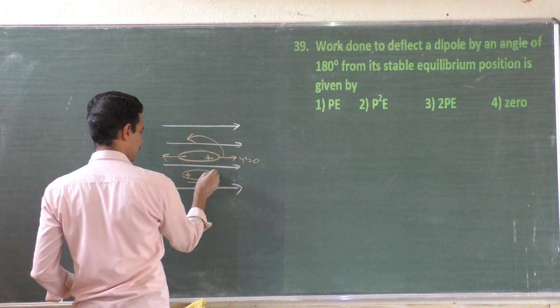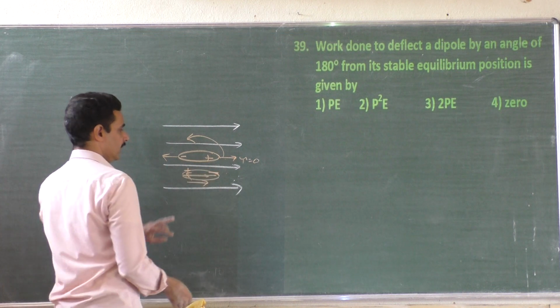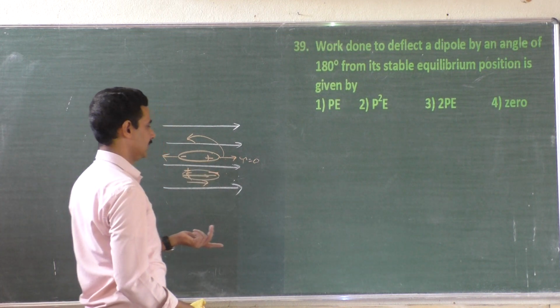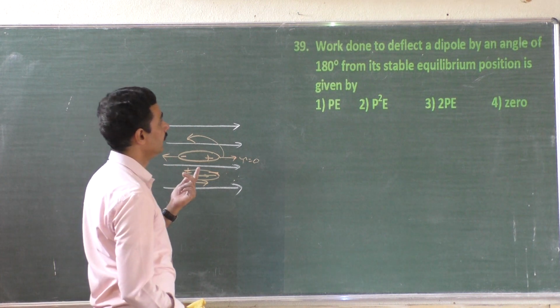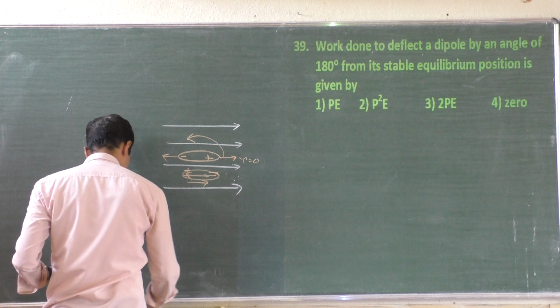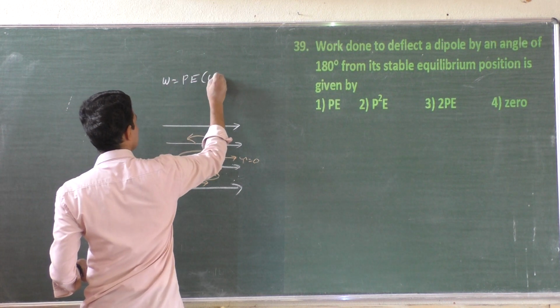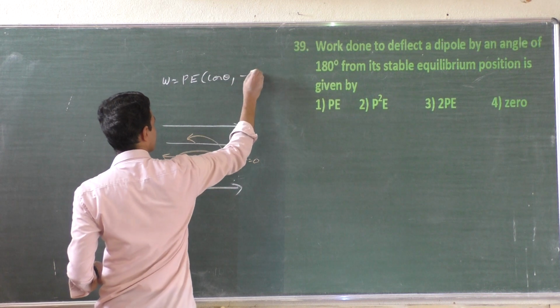Now plus will be repelled like this and minus like this. So here is plus, here is minus. If you want to turn it by 180 degrees, what is the work done? Work done to deflect a dipole by an angle of 180 degrees is given by W equals pE (cos theta 1, the initial position, minus cos theta 2).